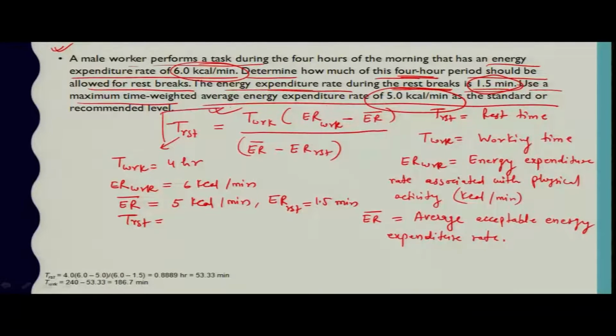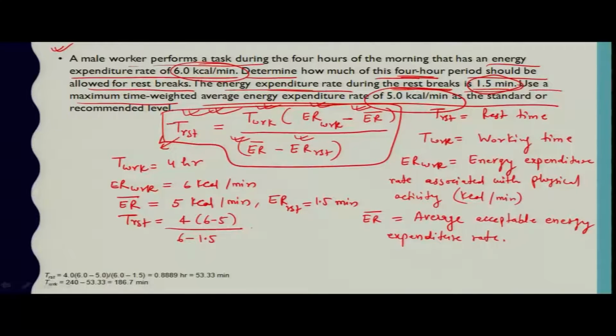So in this formula, TWRK is given as 4 hours, ER WRK is given as 6 kilocalories per minute, ER bar is 5 kilocalories per minute, and the energy expenditure rate associated with the rest break is given. So now everything is given on the right hand side, and you have to calculate the left hand side. That will be TRST equals 4 times 6 minus 5 upon 6 minus 1.5. If you calculate that, 4 into 1 upon 4.5, and since TWRK is given in hours, we have to convert it into minutes, so into 60 we get 240 minutes.